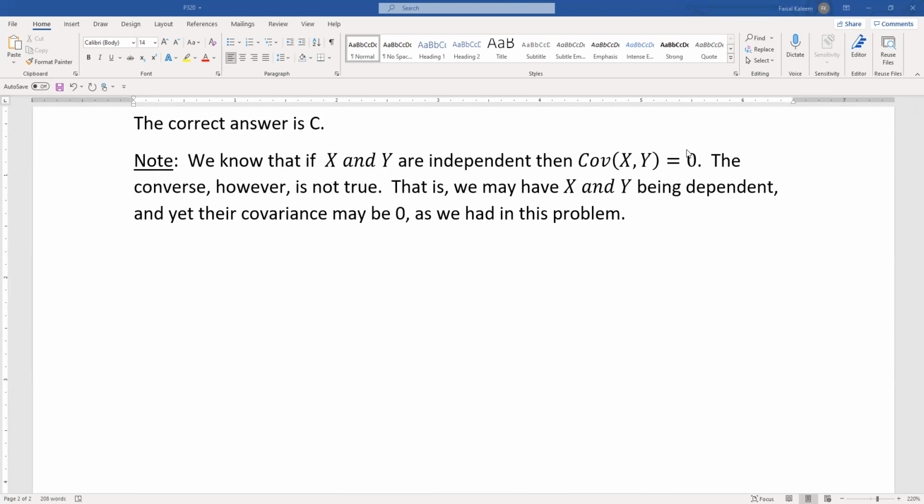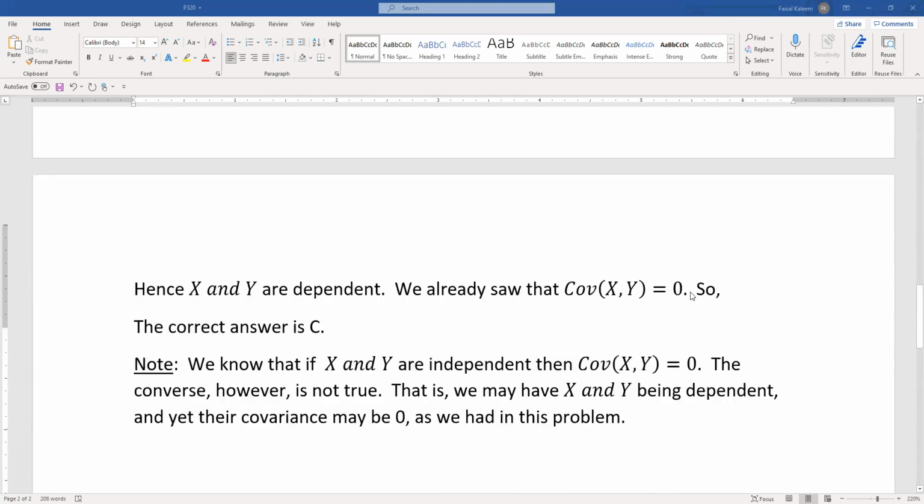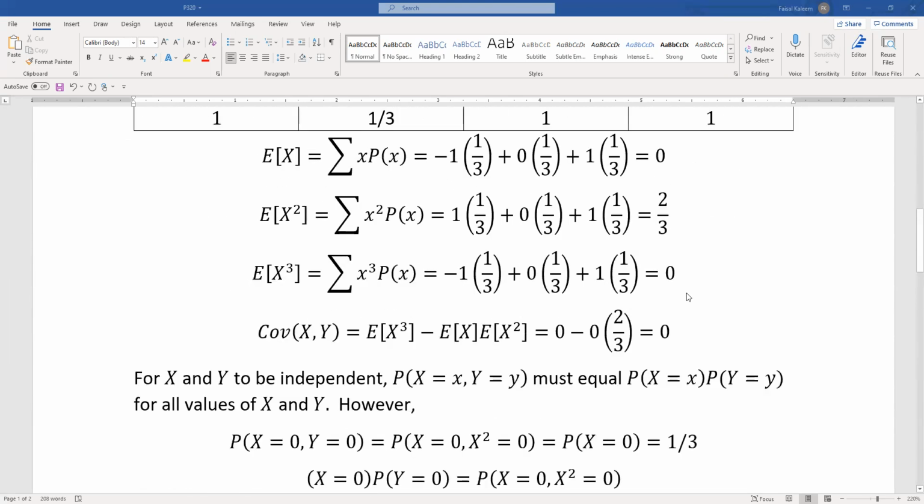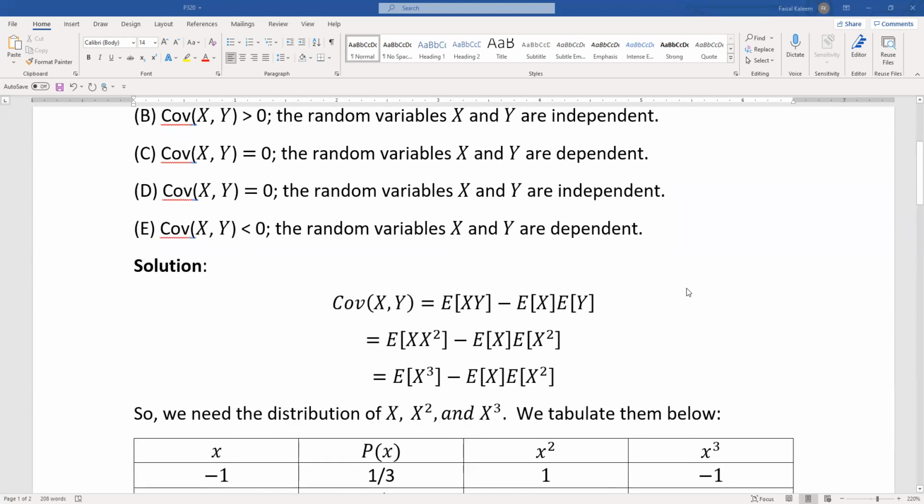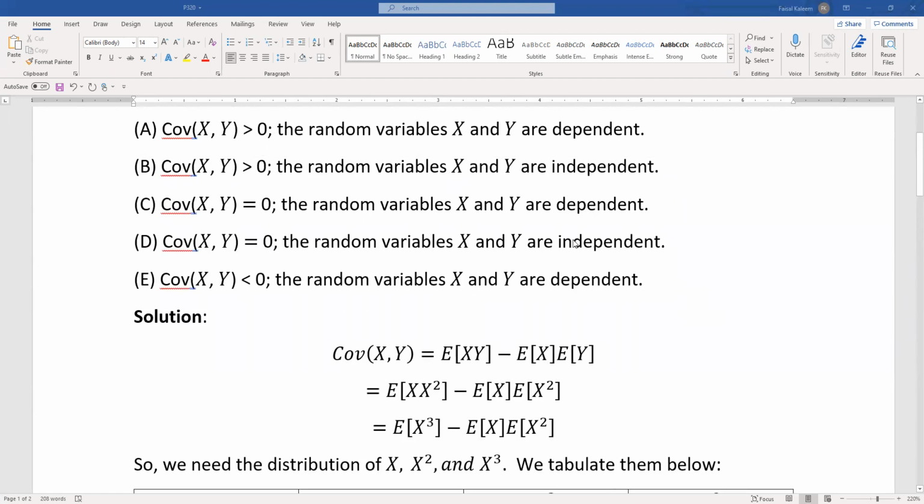However, the converse is not true, which means we could even have situations where x and y are dependent and yet the covariance is 0. That's exactly what's going to happen in this problem. So don't rush and say, we found the covariance to be 0, so covariance 0 and independence go together. No. Independence means covariance is 0, but covariance 0 doesn't necessarily mean independence. We have to find dependence or independence in some other way.